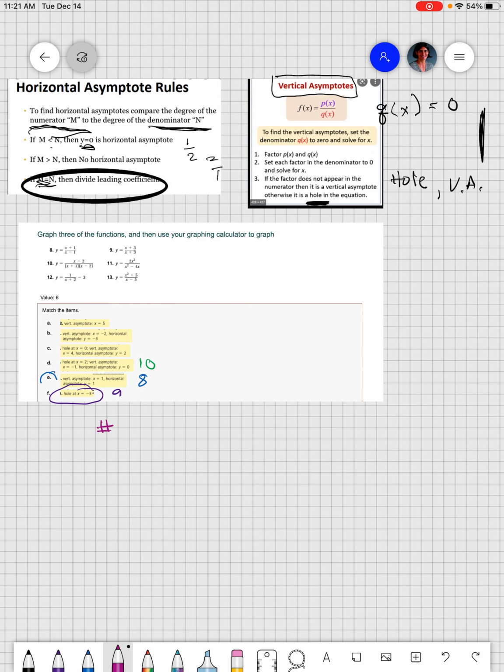So number 11, sorry about the dog barking. Neighbors are out. All right, number 11, we have y equals 2x squared.